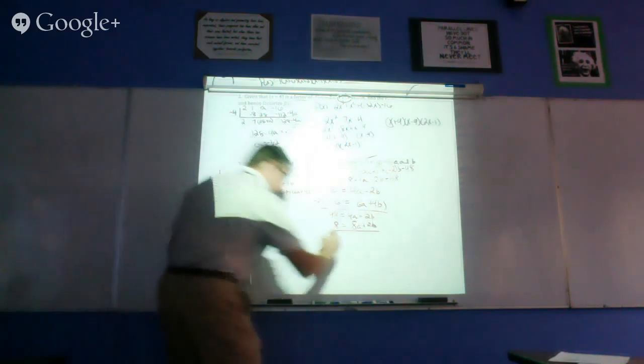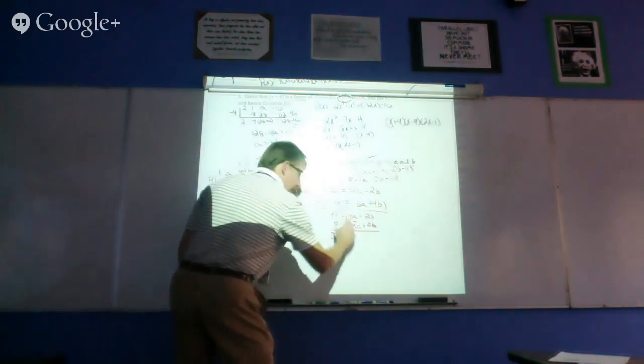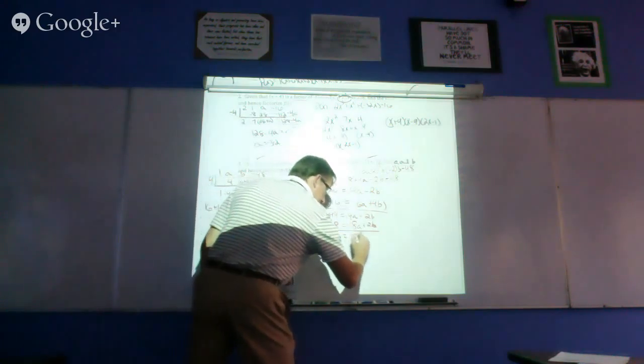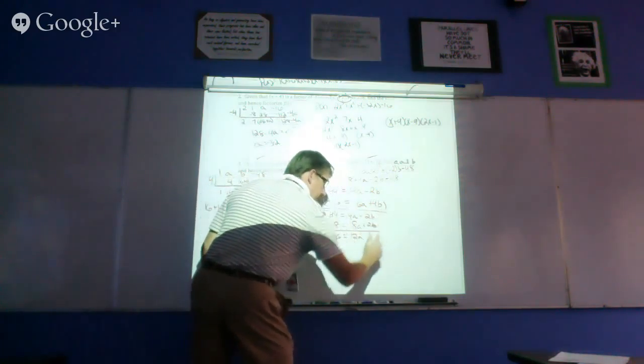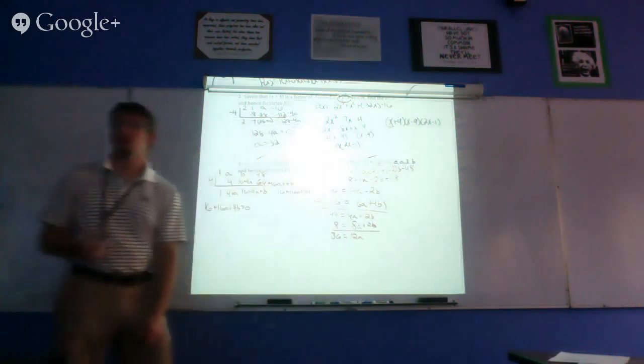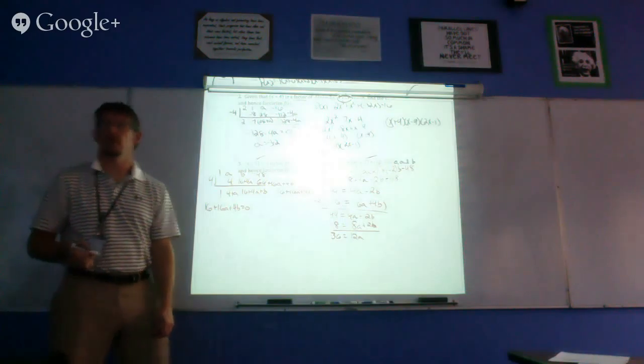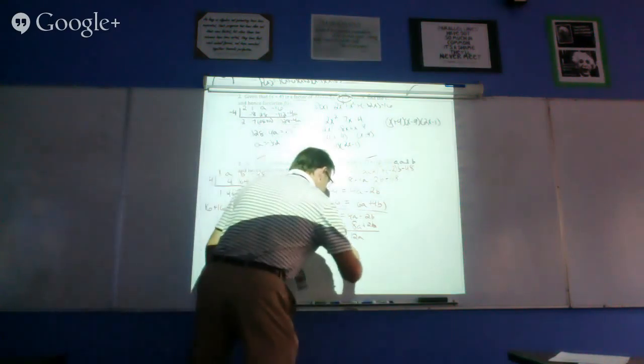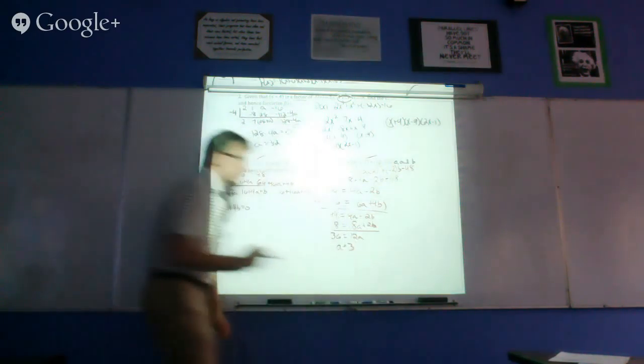Now we combine them: 44 minus 8 gives 36, positive 36. 4A and 8A make 12A, and -2B and positive 2B cancel out. So what's A equal to? 3. So A is equal to 3.